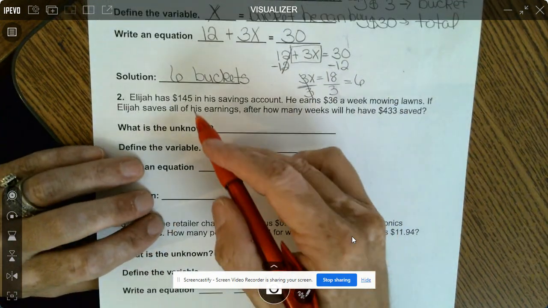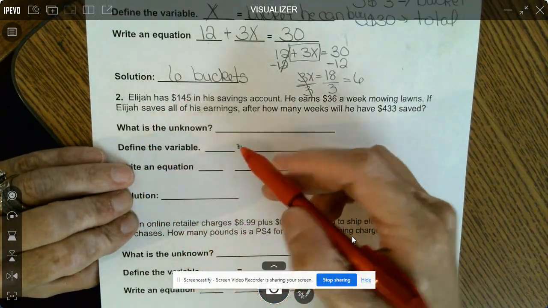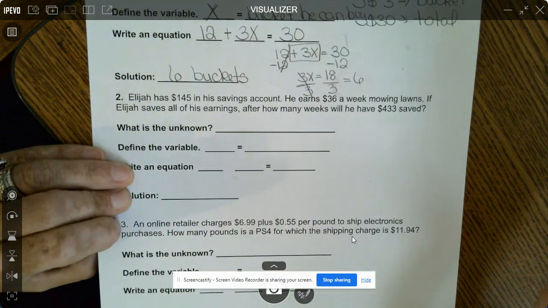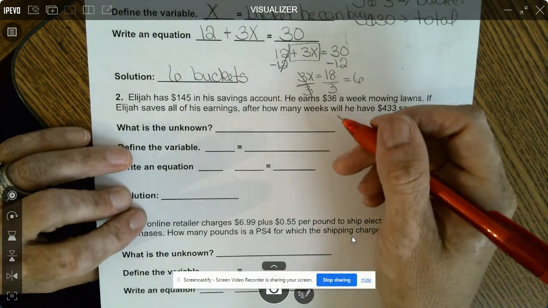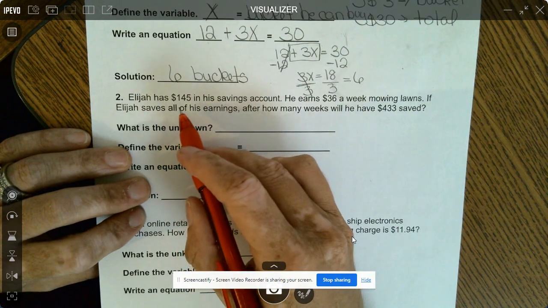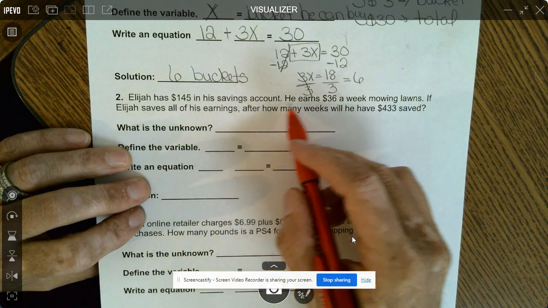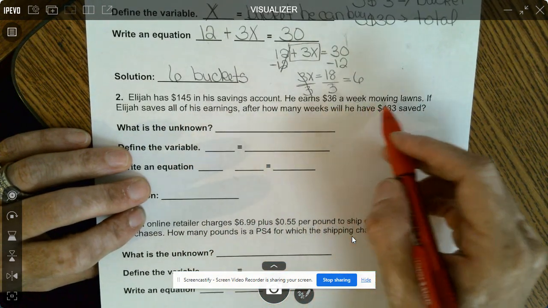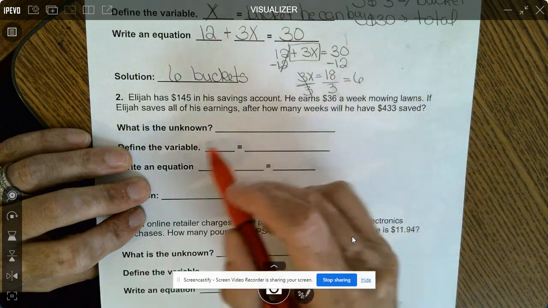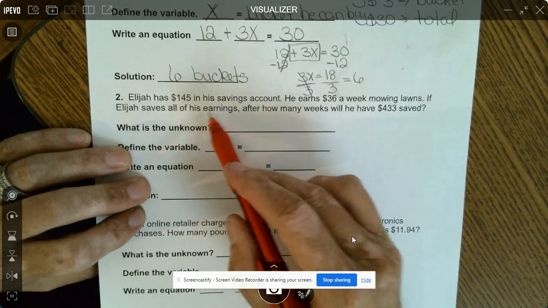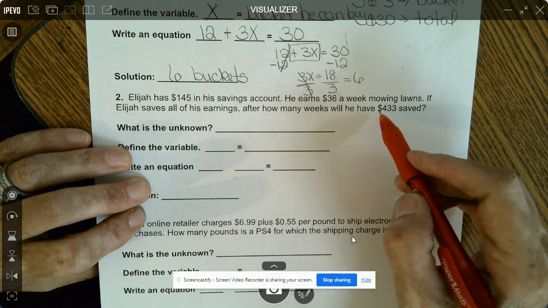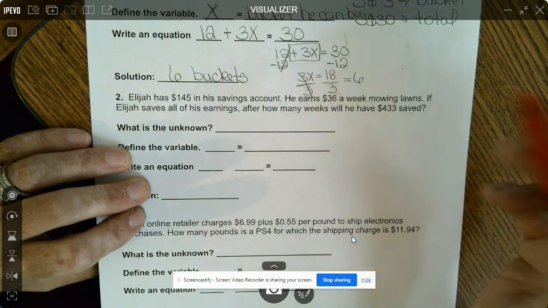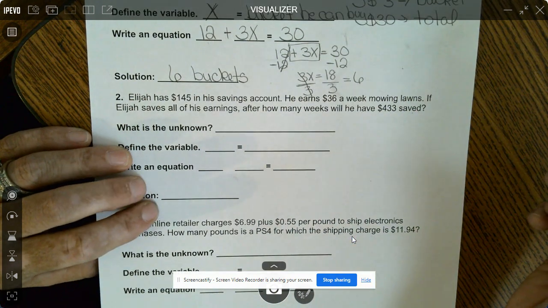All right. So let's go ahead. We're going to do one more together, and then you guys are going to do number 3 on your own. All right. So Elijah has $145 in his savings account. He earns $36 a week mowing lawns. If he saves all of his earnings, after how many weeks will he have $433 saved?